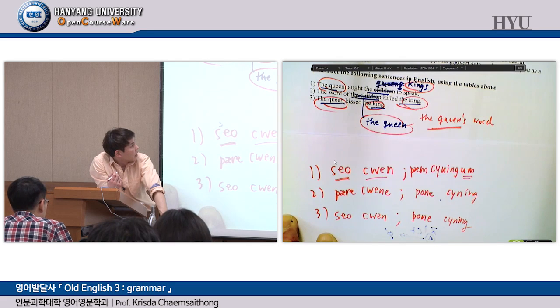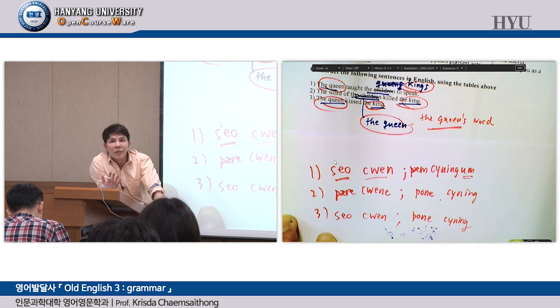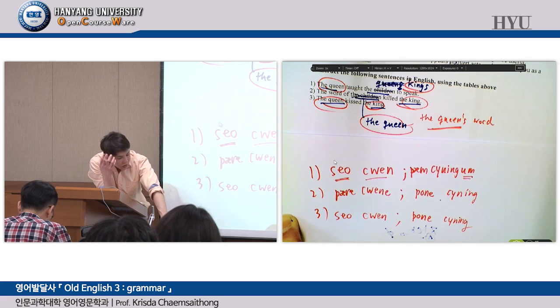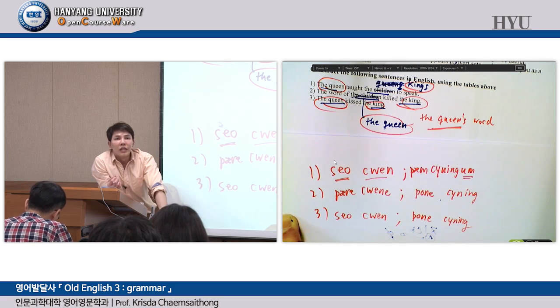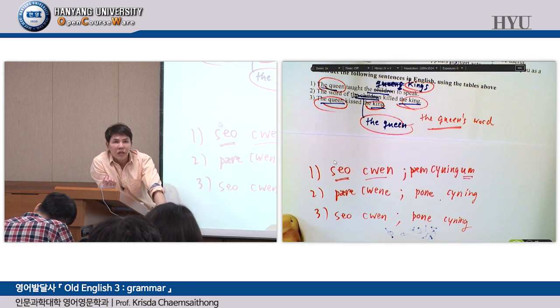Killed the king. The king there is the object. Kill someone, right? Accusative. So it would be tone kinning, right? Tone kinning. Masculine accusative singular is always tone, right? Very distinctive form.